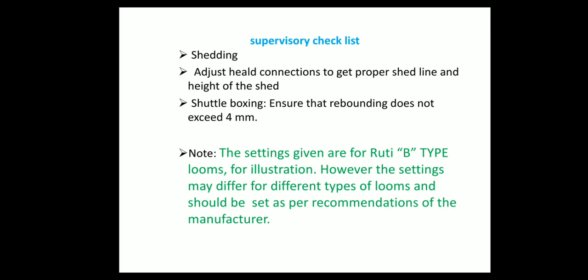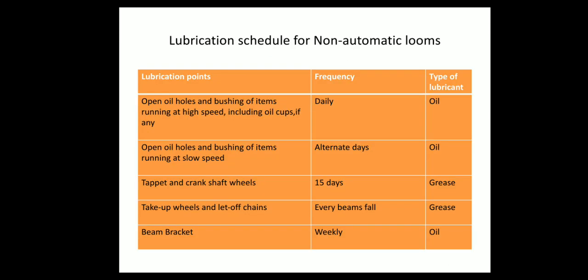The settings given are for Ruti B type looms for illustration. All the settings that are given in this class are for Ruti B type. However, the settings may differ for different types of looms and should be set as per the recommendations of the manufacturer.